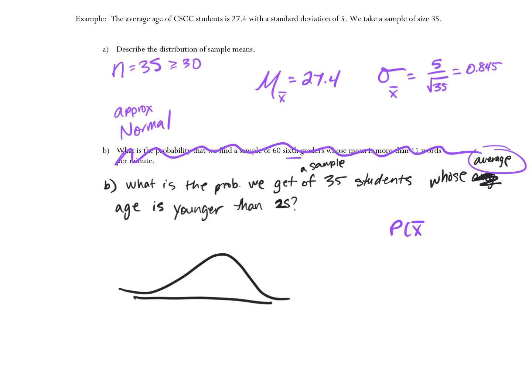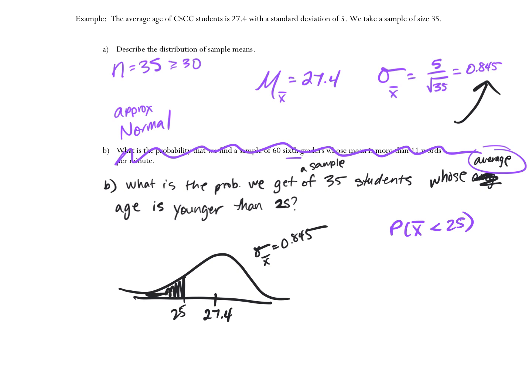And what would we say about the sample mean if it is younger than 25? Younger would be less than 25. And again, we're talking about X bars, so we're going to use the 27.4. And our standard deviation, we're going to use that 0.845, not the standard deviation of individuals. We use the standard deviation of the X bars. And then 25 would be here, shaded less than.